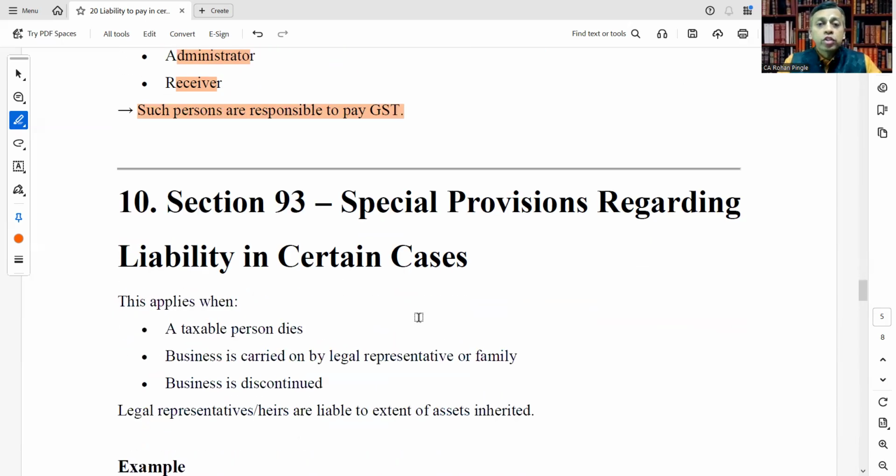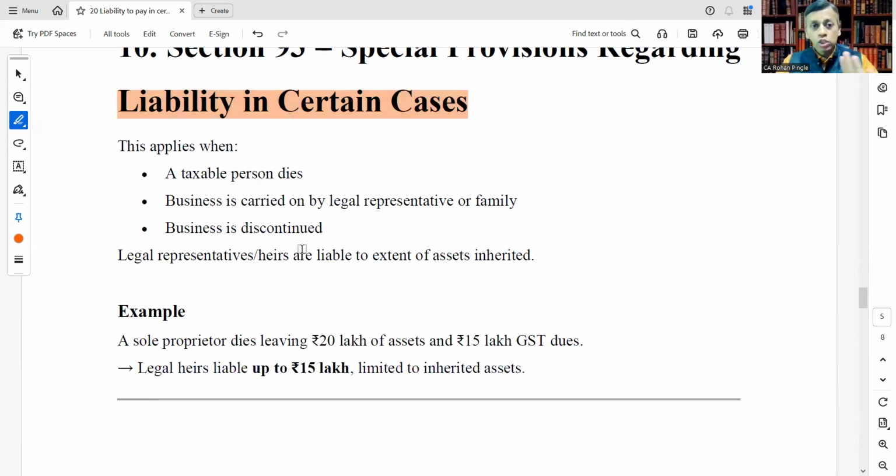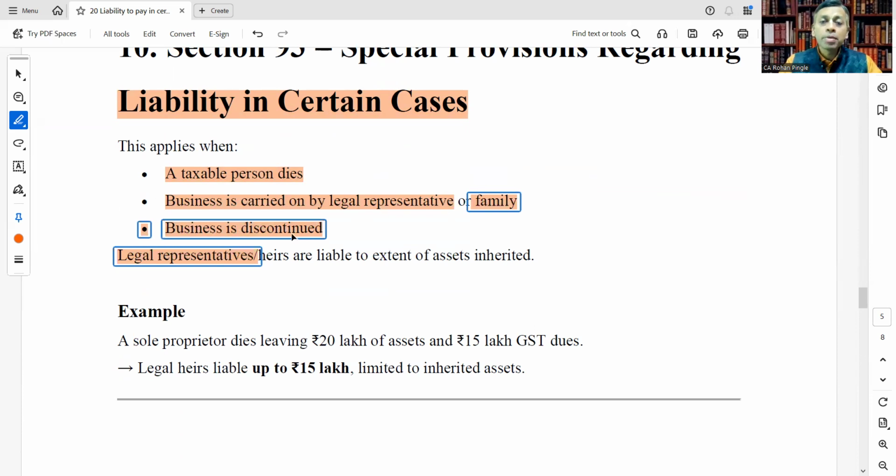Section 93, special provisions regarding liability in certain cases. Let's see. This applies when a taxable person dies. Business is carried on by the legal representative or family; if the business is discontinued, the legal representative or heirs are liable to the extent of assets inherited.